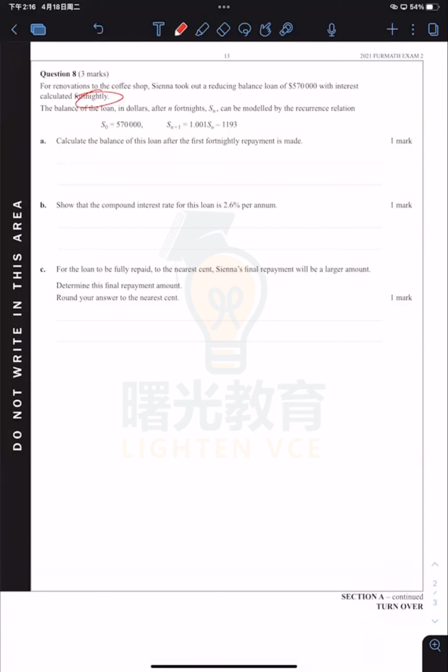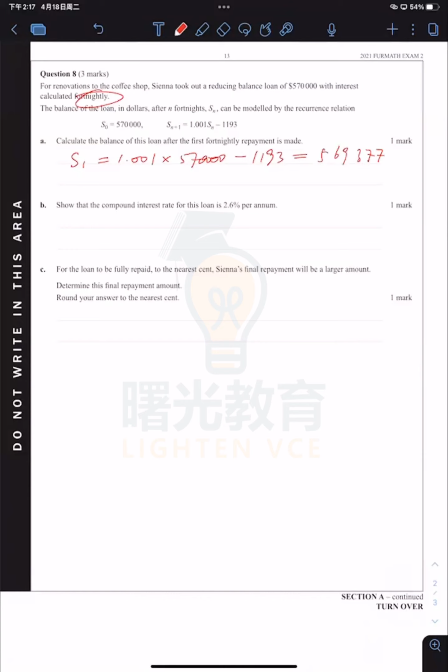So after the first fortnightly repayment, that would be S1. What is S1? That is the rate times the S0, and then minus the repayment. That would be $569,377. Easy.